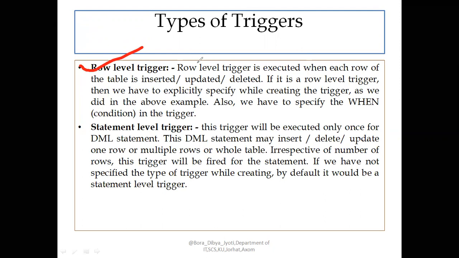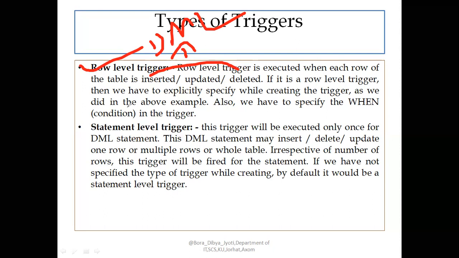So row level trigger is executed when each row of the table is inserted, updated or deleted. मतलब क्या बात कर रहे हो हम, DML operations की बात हम कर रहे हैं, ठीक है. तो if it is a row level trigger, then we have to explicitly specify while creating the trigger as we did in the above example. Also, we have to specify when that condition in the trigger.